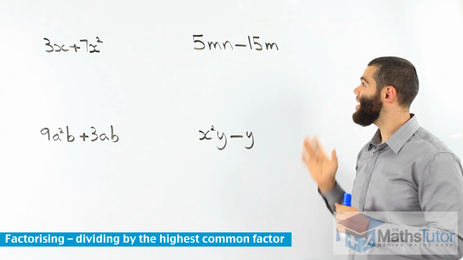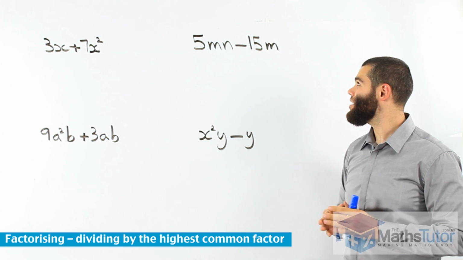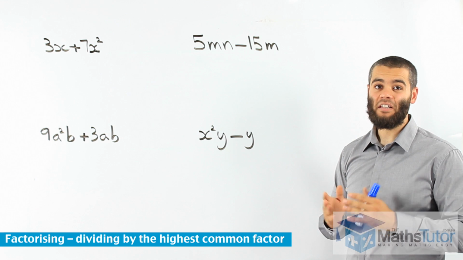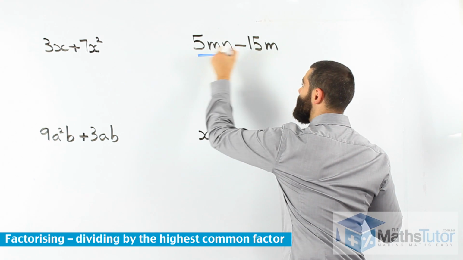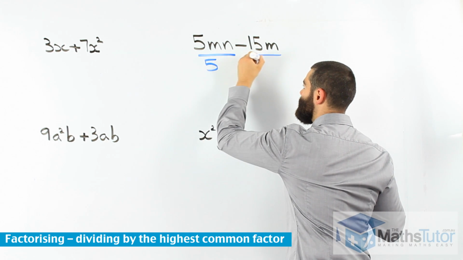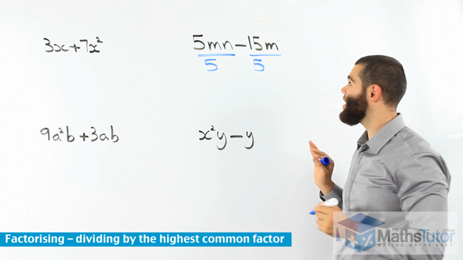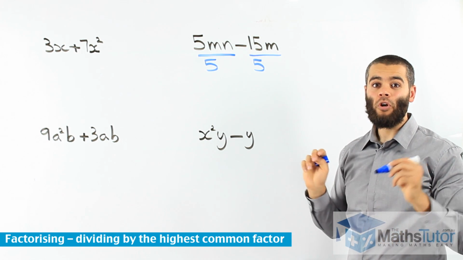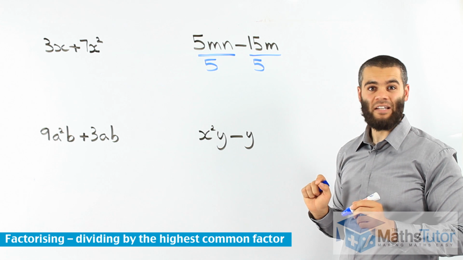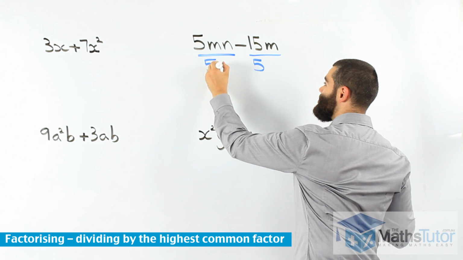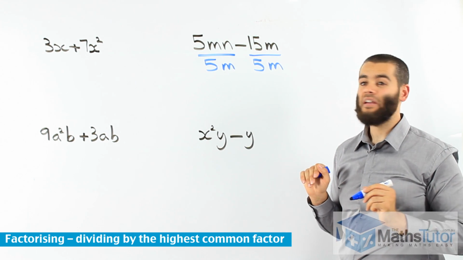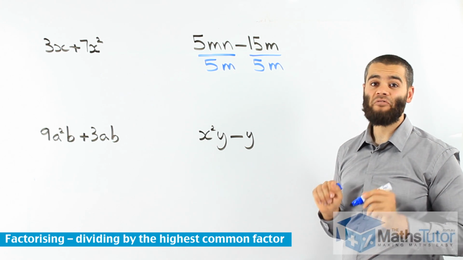Okay guys, some more factorizing questions. 5mn minus 15m. Now here we need to look for the highest common factor once again. We are going to divide by the highest common factor. We can tell that 5 is a highest common factor of 5 and 15. We also can tell, and we've got to watch out and identify, that pronumerals can be highest common factors as well. In this case, m. We have an m here and an m there, so that also is a highest common factor. So now we are dividing by 5m.